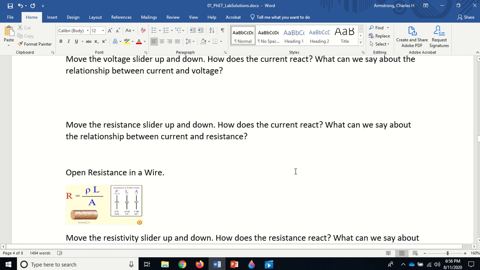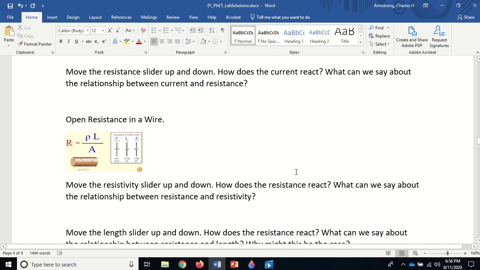Move the resistance slider up and down, how does the current react? When the resistance slider goes up, the current goes down. When it goes down, the current goes up. What can we say about the relationship between the current and the resistance? They're inversely related. As the resistance goes up, the current goes down. As the resistance goes down, the current goes up. That's I equals V over R. So I is directly related to voltage and inversely related to resistance.